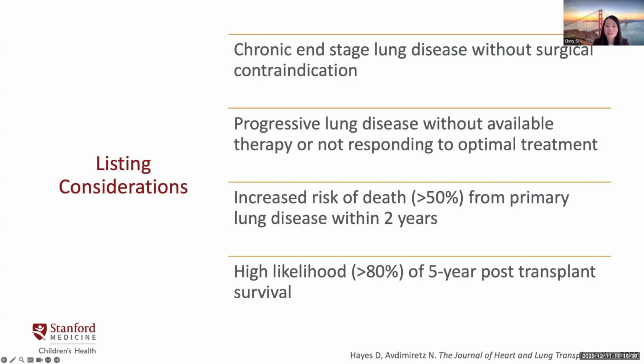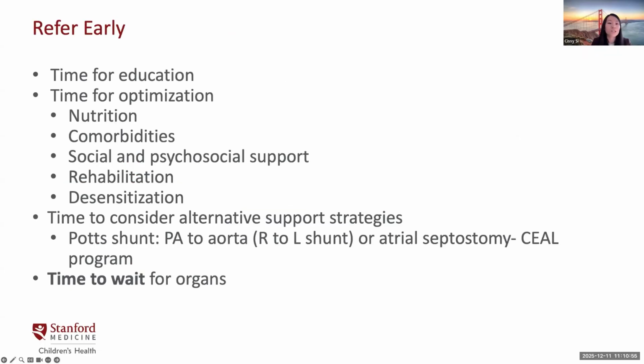Patients should have end-stage and progressive lung disease that has not responded to optimal treatment. There cannot be a surgical contraindication. And really, these patients should have a high likelihood of death within the next 2 years, as well as a high likelihood of survival post-transplant. So effectively, we want these patients to be sick, but not too sick. Ultimately, we want an early referral.